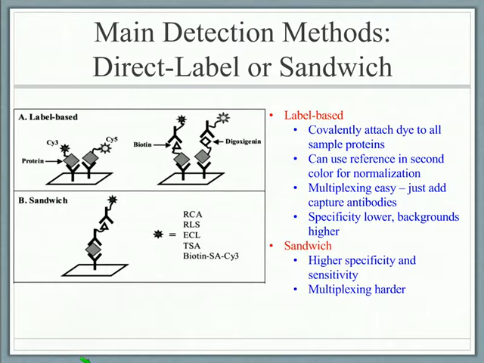The other method is sandwich assays, which is the standard method used in ELISA formats where we have paired antibodies against a single target. These have the potential for higher specificity and sensitivity relative to the label-based assays, but multiplexing is more difficult because we need a different detection antibody for every target, and there's more opportunities for cross-reactivity between the targets, and that has to be accounted for in a rigorous fashion.